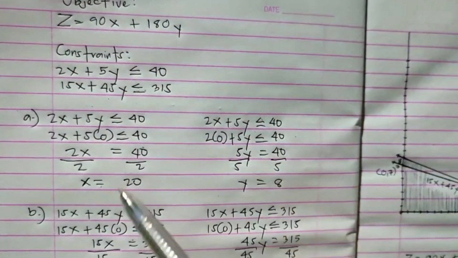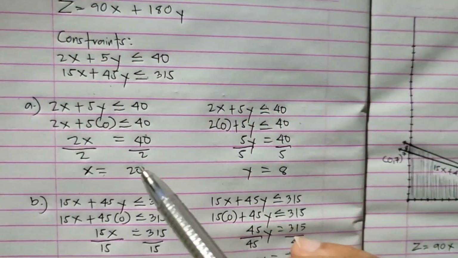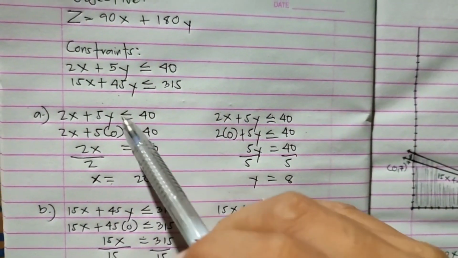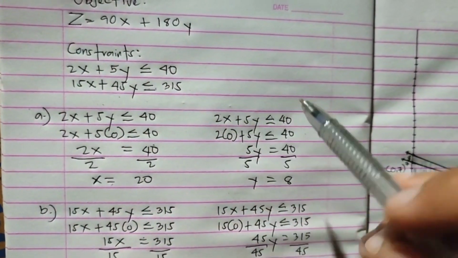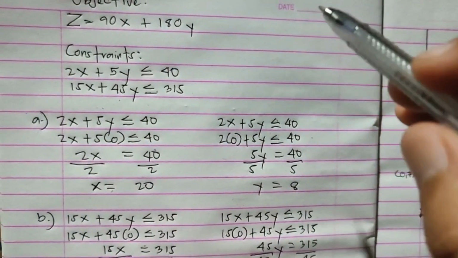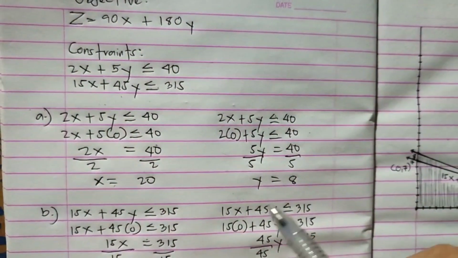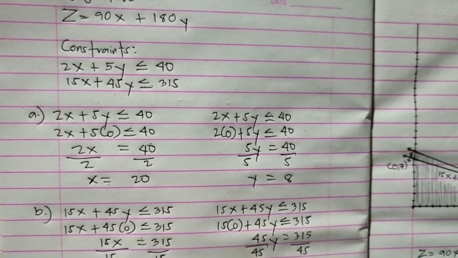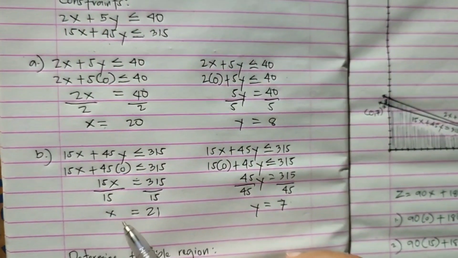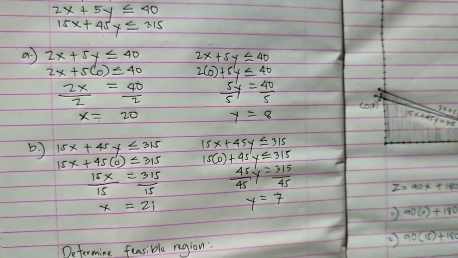So for the first equation, if you want to find the x, just like what I said earlier, just substitute y to 0, and if you wanted to find y, just substitute x to 0. So for the first equation, x is 20 and y is 8. So for the second equation, x is 21 and y is 7.